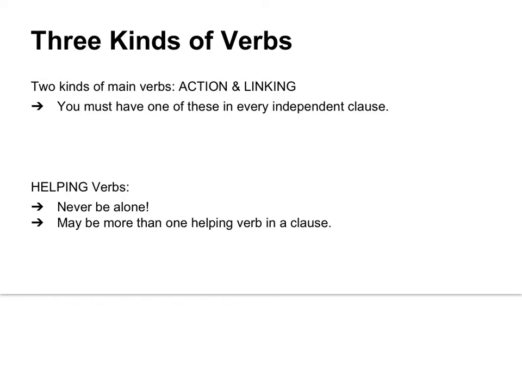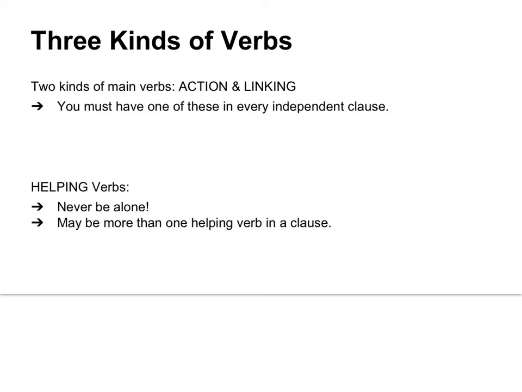I've said this over and over and over. You have two kinds of main verbs, an action verb and a linking verb. You must have one of these in every independent clause. Remember, you'll never mark a sentence and have just a helping verb. They are never ever alone. But there may be more than one helping verb in a clause.